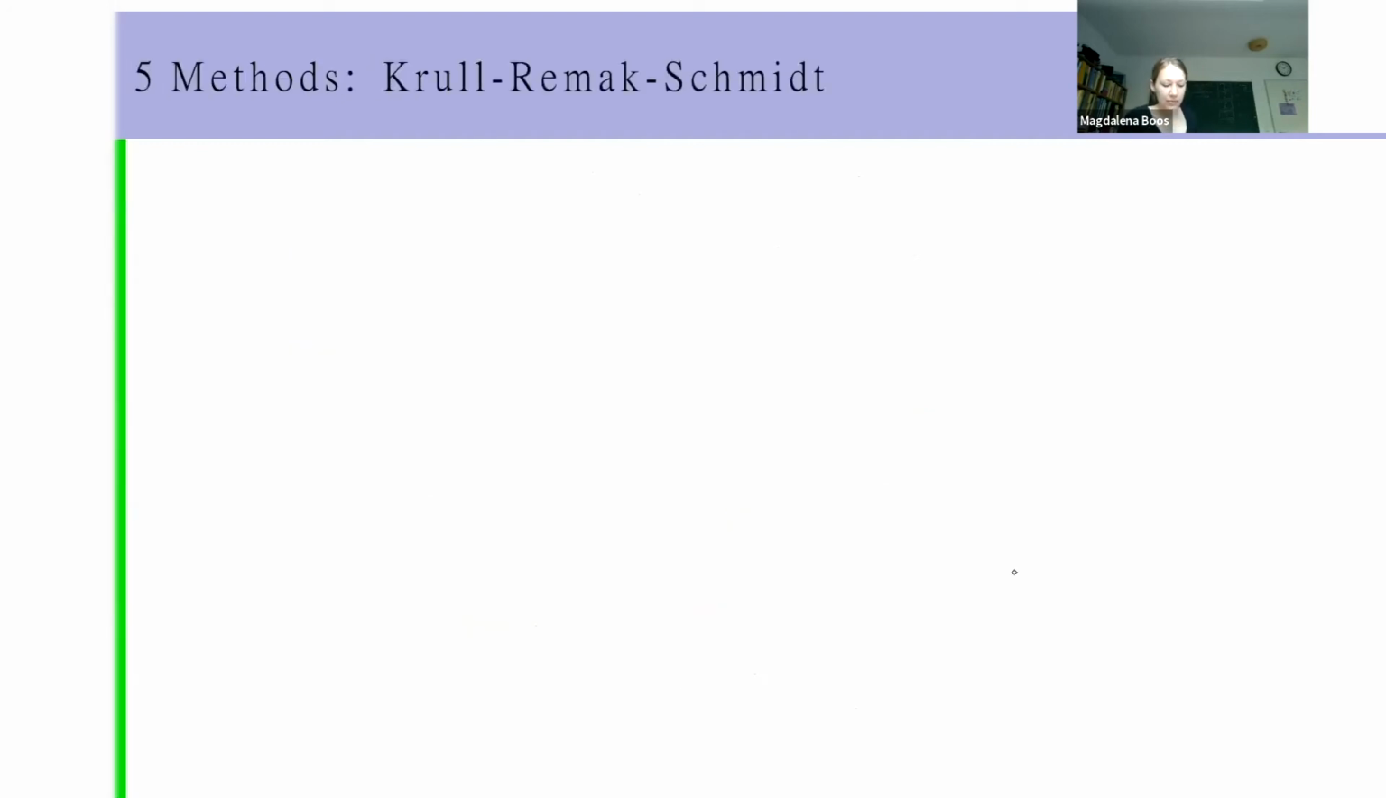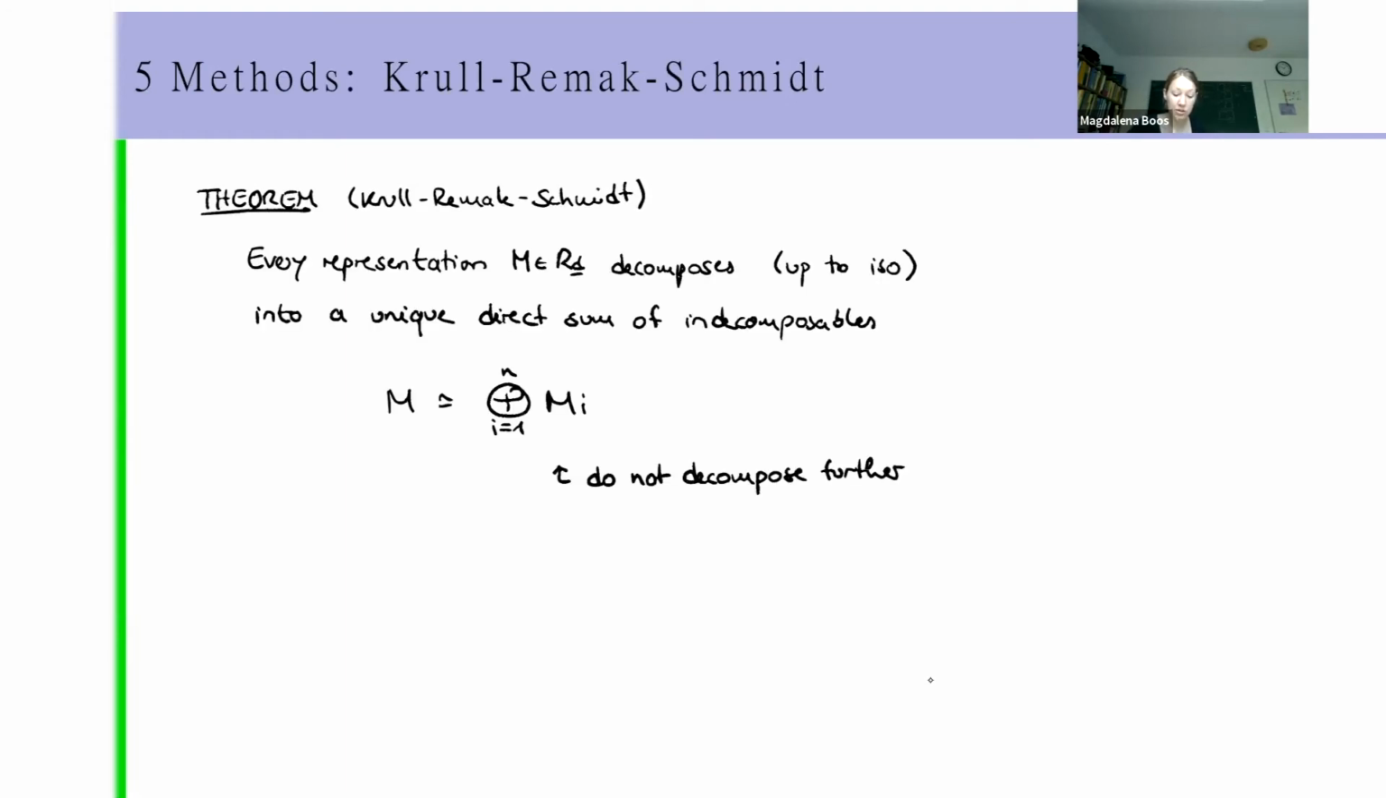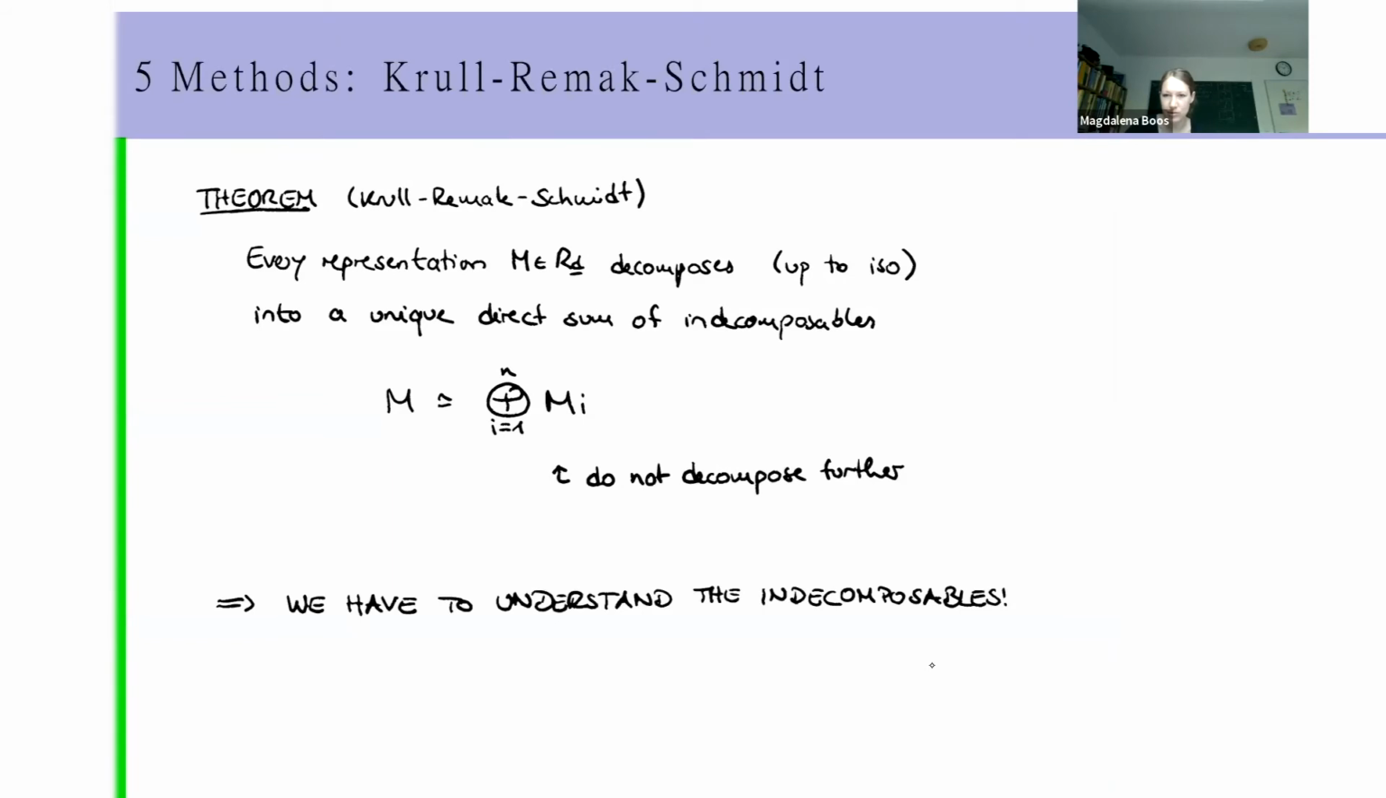Okay, so first methods, which is very common, is the theorem of Krull-Remak-Schmidt, and I just recall it. This theorem states that every representation in RD decomposes up to isomorphism into some unique direct sum of indecomposables, up to reordering, of course. And these indecomposables do not decompose further. And this means in representation theory, we have to understand the indecomposables.